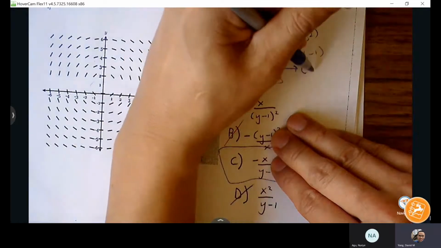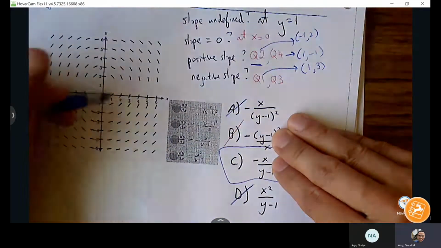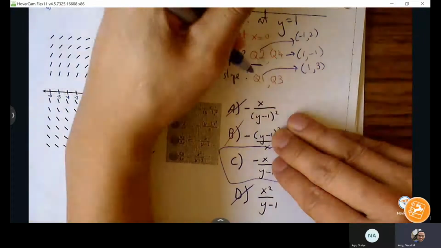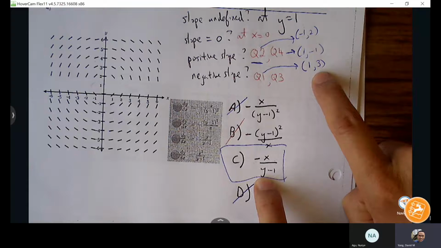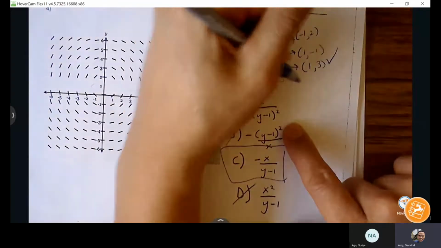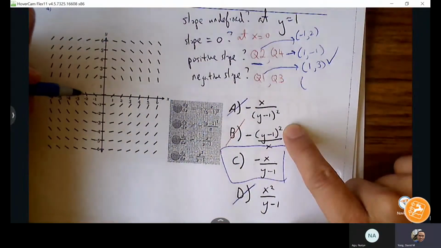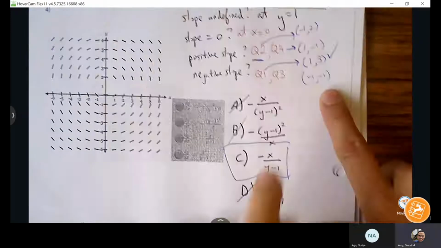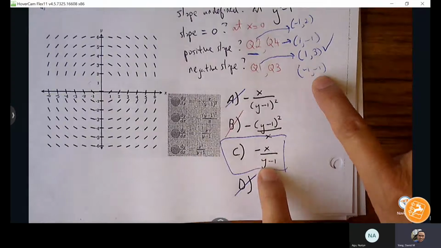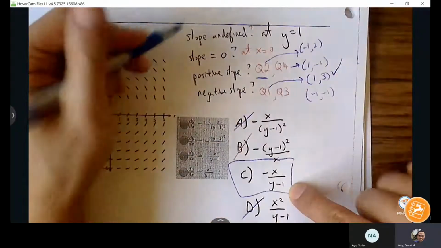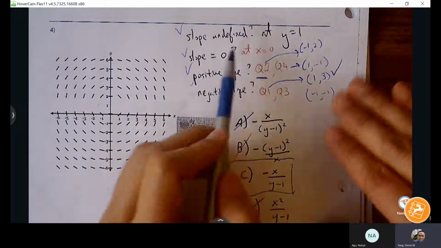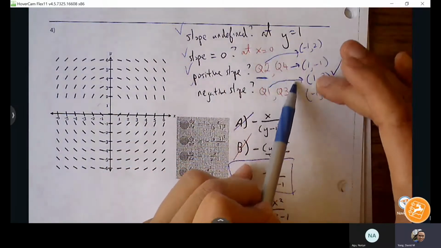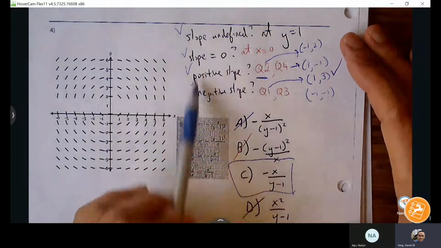If I plug in 1, 3, or anything in the first quadrant, I should be getting a negative slope. So if I plug in 1, 3 here, I get negative over a positive. That's negative. That works. Quadrant 3, let's try negative 1, negative 1. I get a positive over a negative. That's negative. Okay. So I think if you just go down your list of options, you can begin to start eliminating the ones that are not consistent with what we know to be true based off of what we observe.